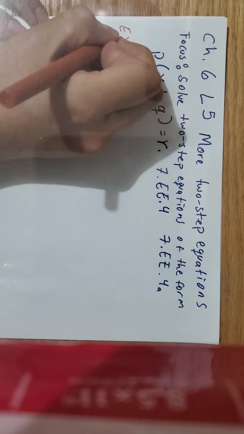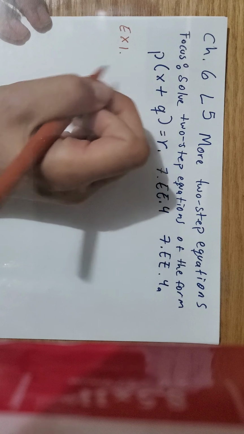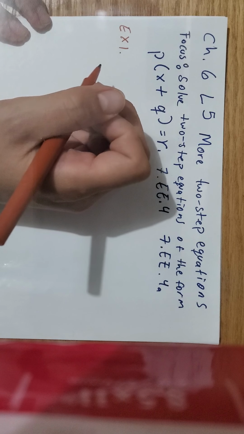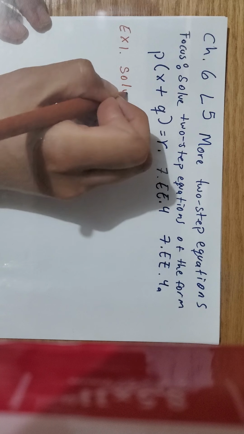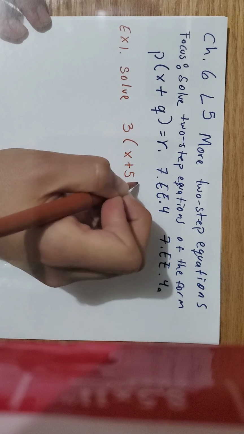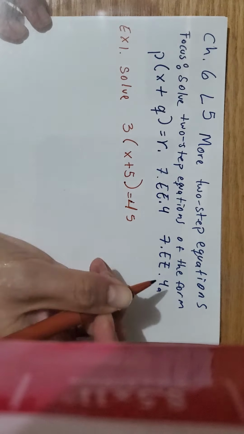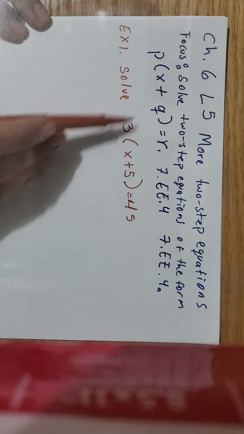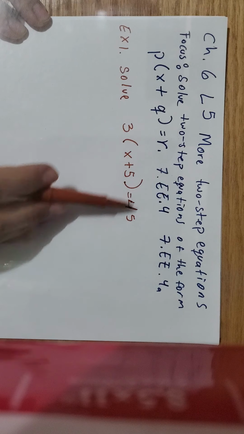Example 1. And remember, you can always stop the video whenever you need to copy notes, to go on your own pace. Please do so. Example 1, solve 3(x + 5) = 45. Okay, so we have something outside the parentheses, we have something inside the parentheses, and we have an equation, meaning that it has the equal symbol.